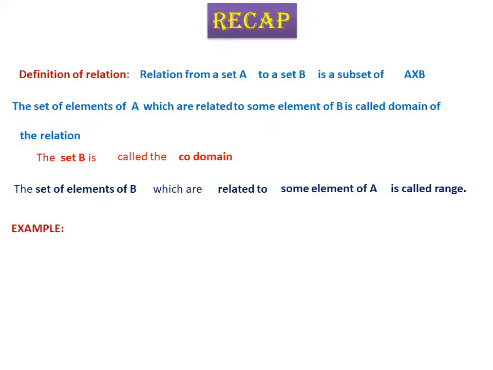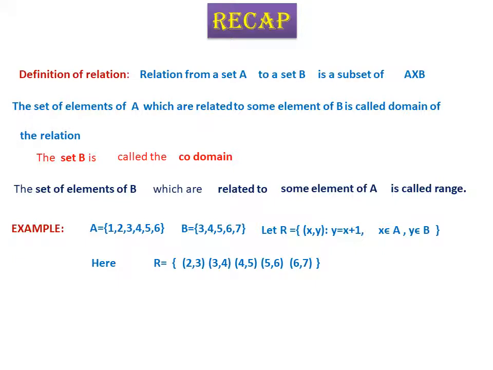Now let me clarify. Let us take one example. Say A equal to {1, 2, 3, 4, 5, 6}, B equal to {3, 4, 5, 6, 7}. Let us define the relation R equal to, we have done this type of example last year, {(x, y) such that y equal to x plus 1, x belonging to A, y belonging to B}. So the relation is expressed in rule form, set builder form.